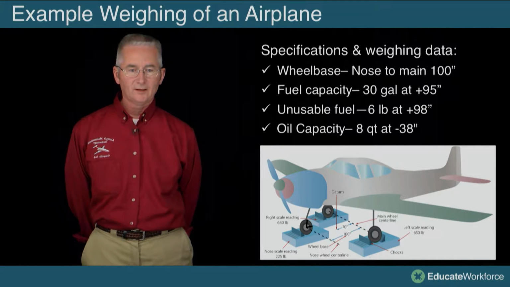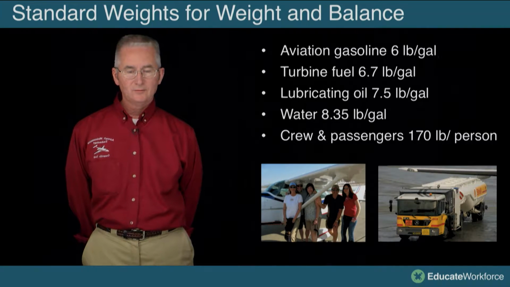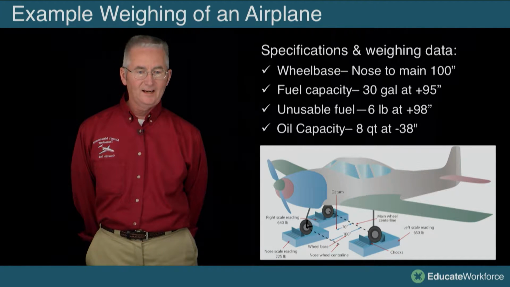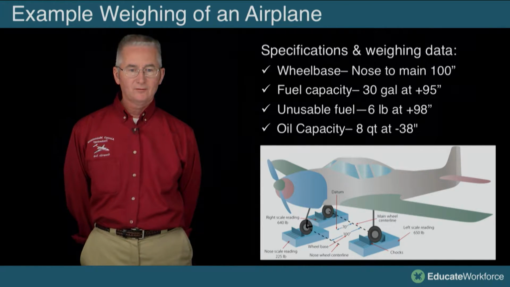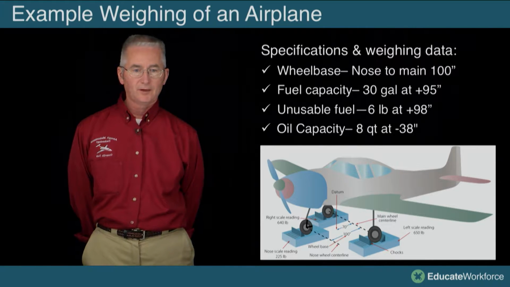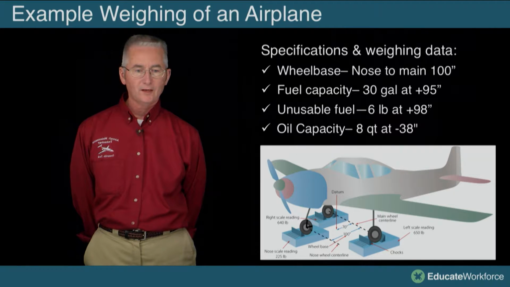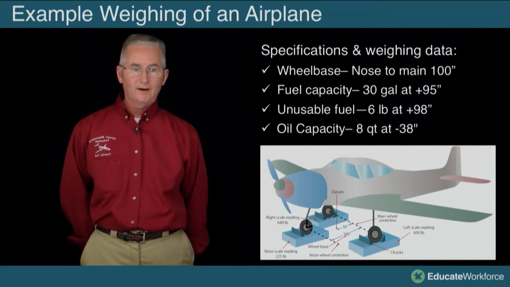Our fuel capacity is 30 gallons. Remember, how much did we say fuel weighed? Let's look. Aviation fuel, 6 pounds per gallon. Let's go back to where we were. So 30 gallons at 95 inches aft of the datum, or the leading edge of the wing. That's 30 gallons at 6 pounds, which should be about 180 pounds of fuel if it was a full load. And then unusable fuel is going to be 6 pounds, or about 1 gallon, at the 98-inch mark. Oil capacity is 8 quarts at a negative 38, or 38 inches forward of the datum. All of this information that we're pulling right now, we're going to find on the type certificate data sheet.